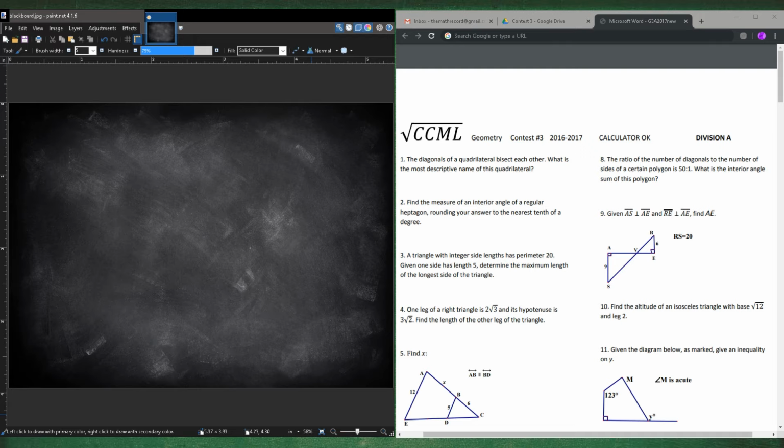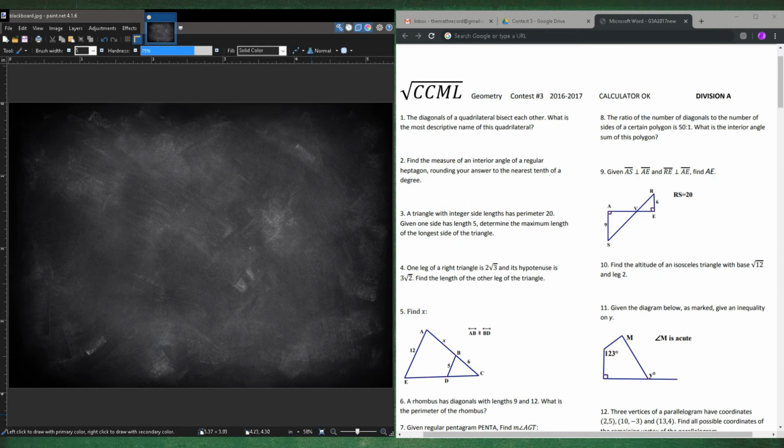Question 3. A triangle with integer side lengths has a perimeter of 20. Given that one side has length 5, determine the maximum length of the longest side of the triangle. So let's say we have 3 side lengths, 5, x, and y, where x is the middle number and y is the largest number. So 5 plus x plus y is equal to 20. So x plus y has to be equal to 15. Determine the maximum side length.